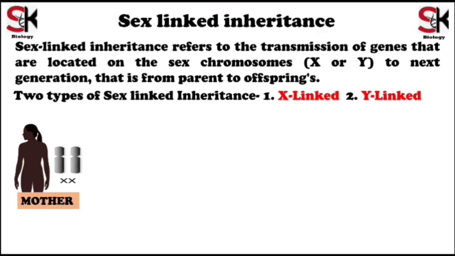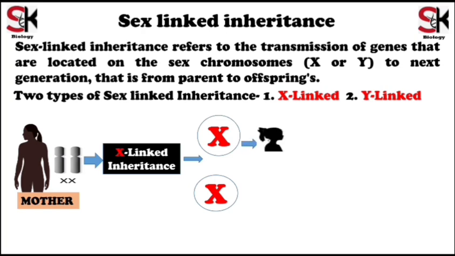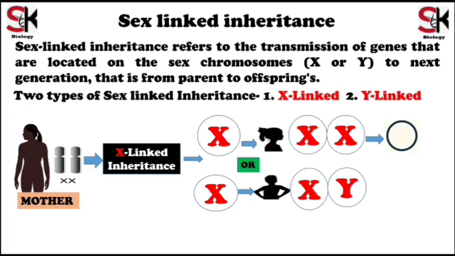In case of female, we know that female carries a pair of X chromosomes, so she can show only X-linked inheritance, where at the time of gamete formation, gamete will have X chromosome only. This X chromosome mother can pass to her daughter or to her son. Daughter will have other X chromosome from her father and son will have Y chromosome from father. If both X chromosomes are healthy, daughter will be a healthy female.